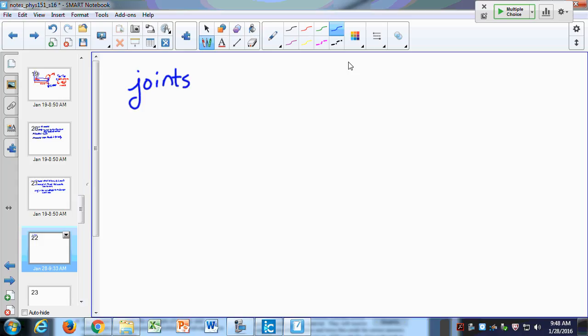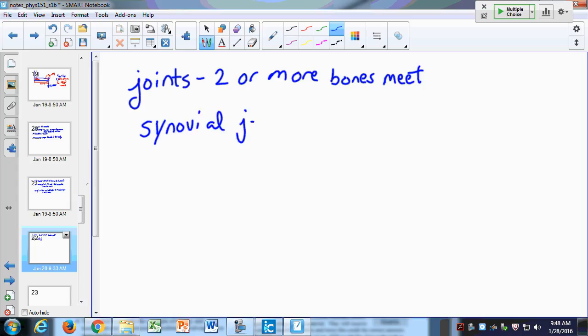And we're just going to do it with synovial joints. So this is where two or more bones meet. And the synovial joint allows for large external movement. What's a good example of a synovial joint? The knee is a good example, right? So the synovial joint allows you to move large motions.